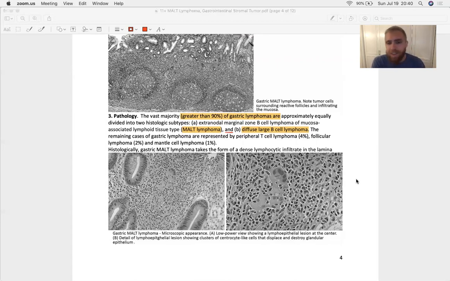Some of these gastric lymphomas are diffuse large B-cell lymphomas. I don't believe you're going to get asked whether this is a MALT lymphoma or a diffuse large B-cell lymphoma. That's just beyond your current talents right now.